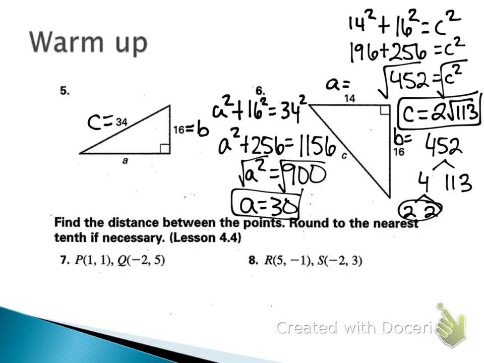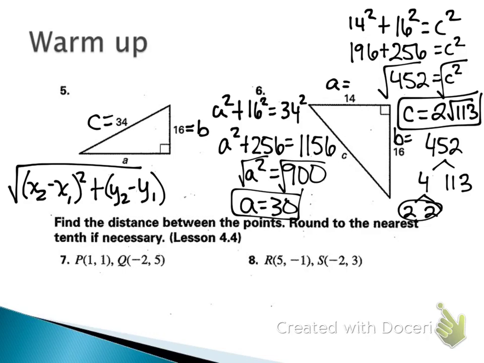All right, our last two problems are distance problems. Remember, the distance between 2 points is found by taking x2 minus x1 squared plus y2 minus y1 squared. So on number 7, what are my x's? 1 and negative 2. It doesn't matter to me which one you want to plug in where. I'm going to take negative 2 minus 1 squared plus, on the other one then, I would have to take 5 minus 1 squared.